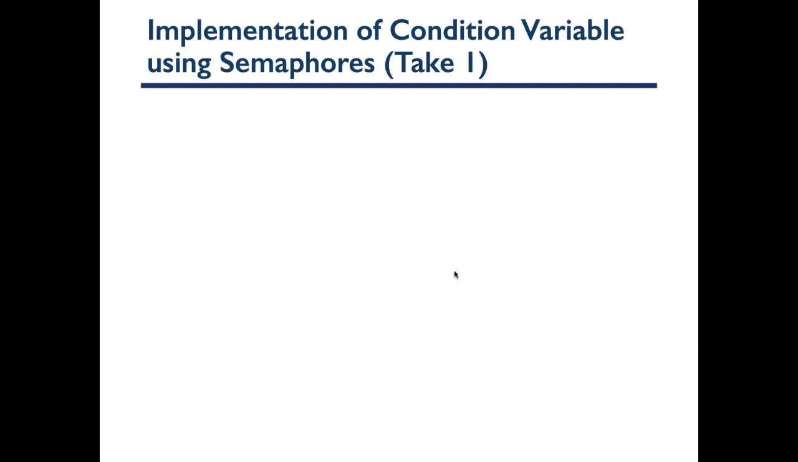Okay, so that's that. Now let's just try to implement condition variables using semaphores, just as an exercise. This is take one.